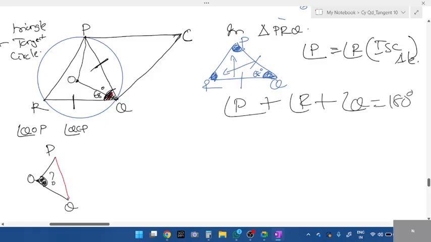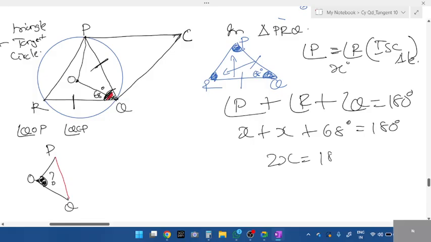Just because both are equal, take it as x, students. Take both as x. X plus x plus 68 degrees is equals to 180. So 2x is 112, and 112 divided by 2 is 56 degree. So we got the value of this 56 degree, students. 56 here, and angle P is also 56.